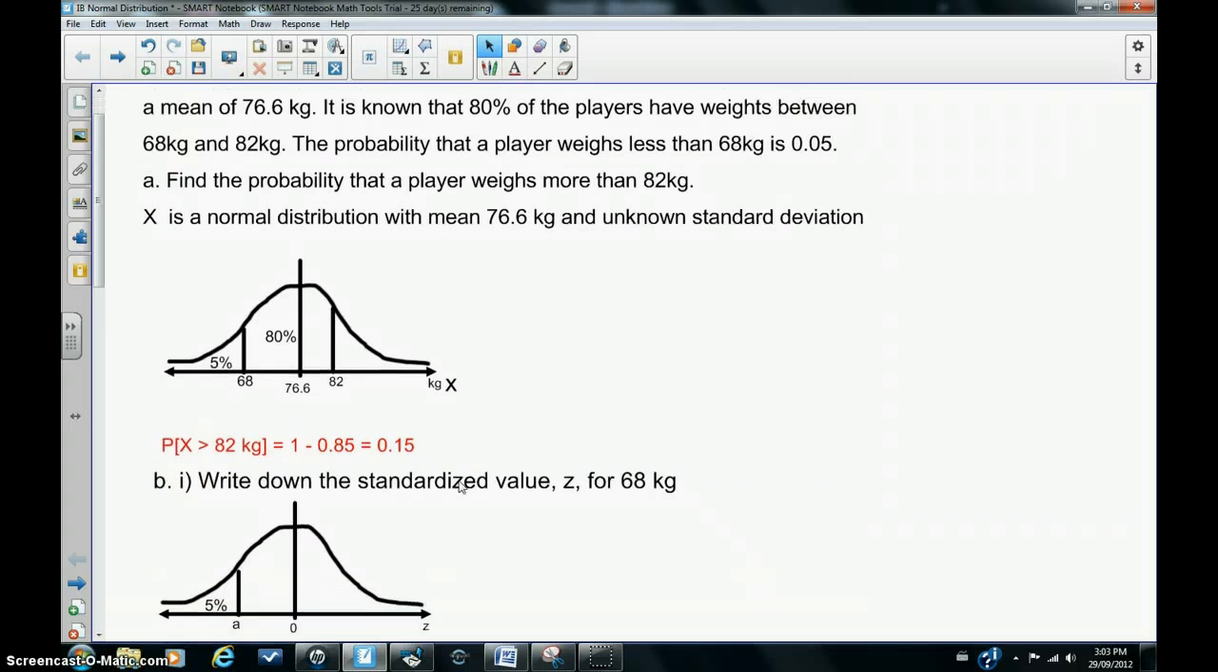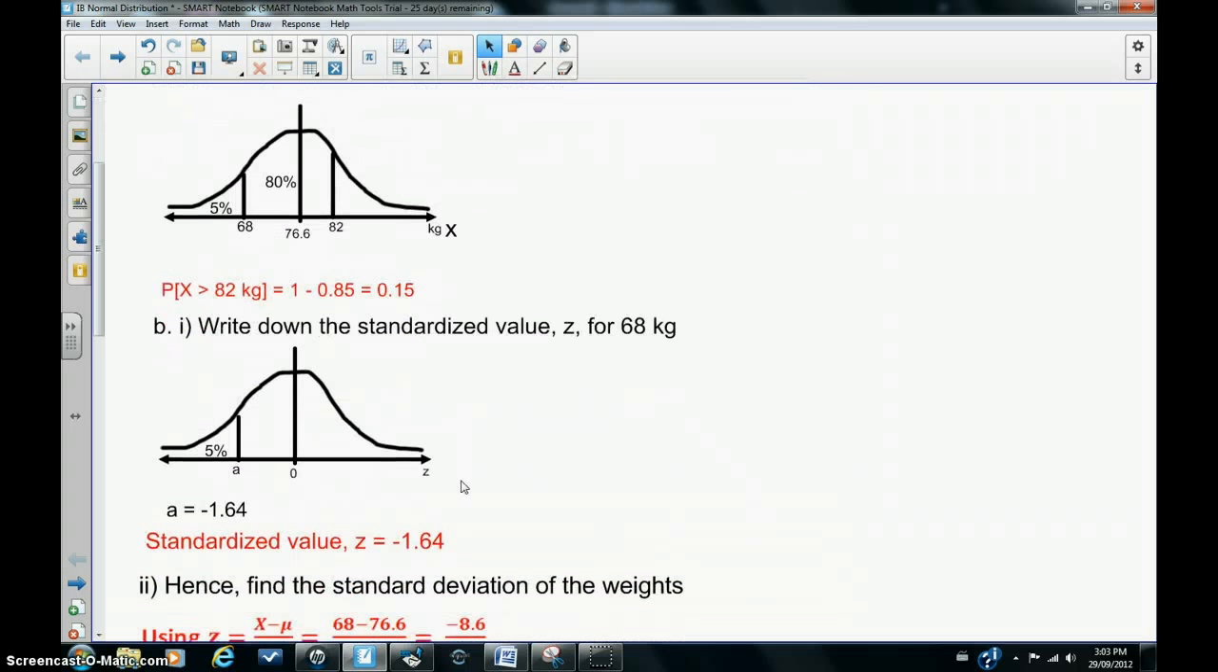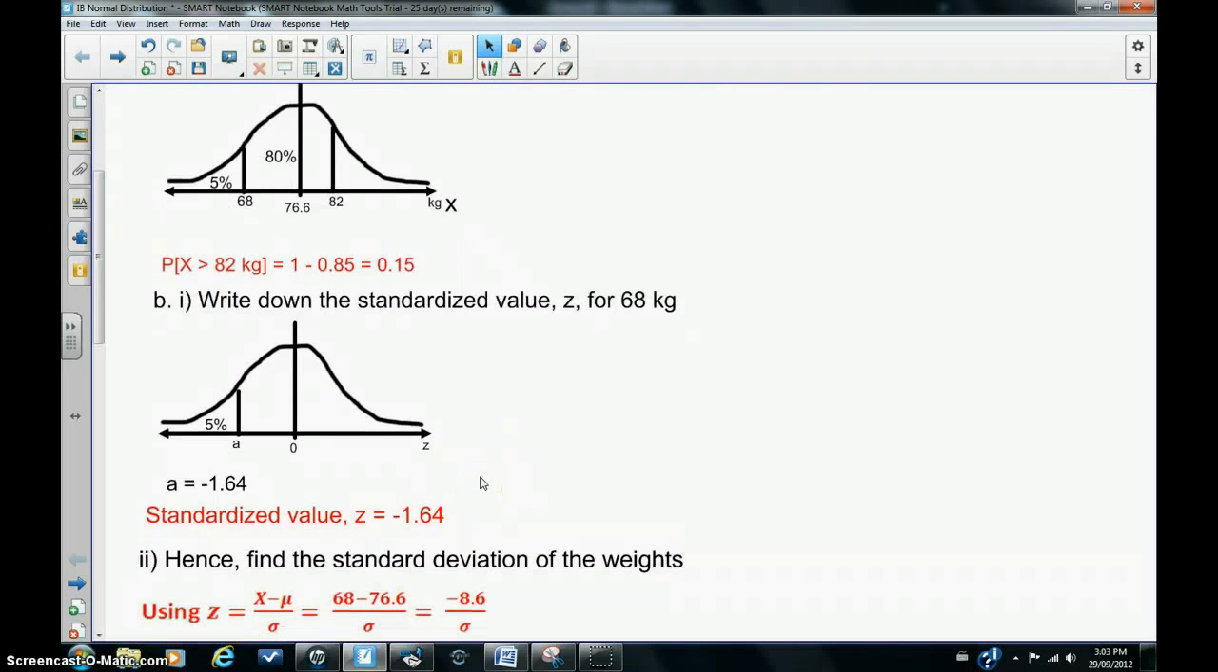Let's move down to the next part of the question, and it says write down the standardized value Z for 68 kilograms. Now 68 kilograms is in this first diagram, and 5% of the players had weights less than 68 kilograms. Now when they're talking about the standardized value Z, it's best to draw the standardized distribution, which again is a bell-shaped curve, but the mean value is 0 and the standard deviation is taken as 1.